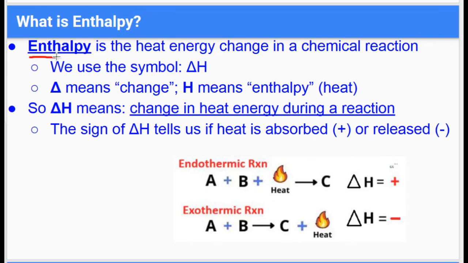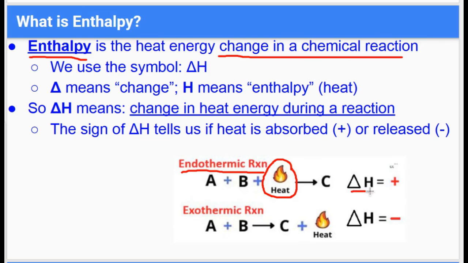This is now enthalpy. So it's not the transfer of heat between two substances or two objects. It's now the heat energy change in a chemical reaction. So we're going to look at two different types of chemical reactions. First one's called an endothermic reaction. This is where heat from the surroundings is absorbed.